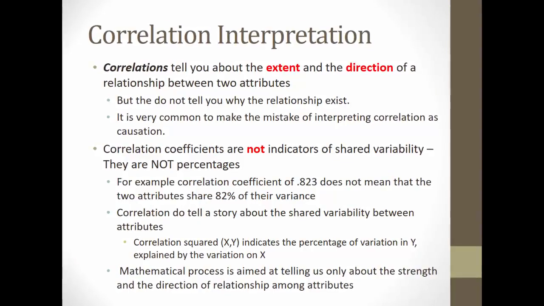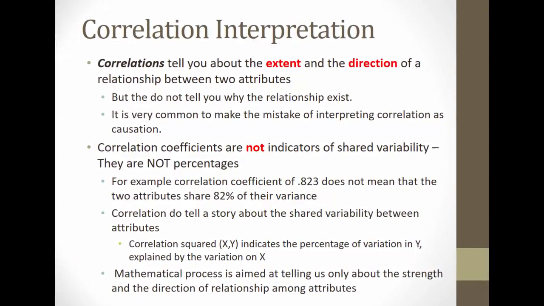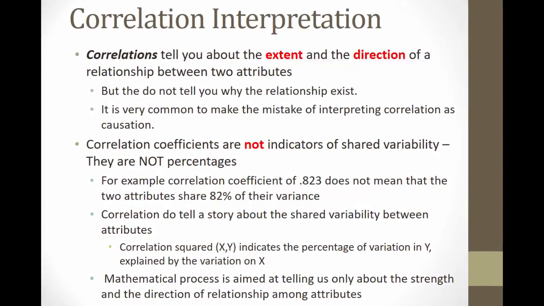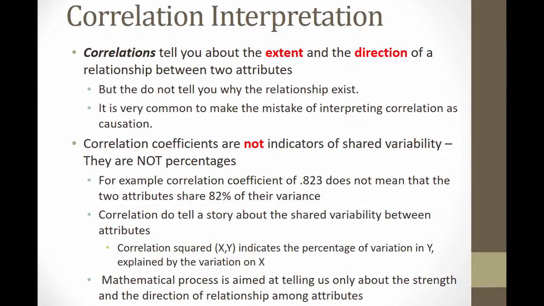One thing that you should consider and always remember is that correlation tells you about the extent and direction of a relationship between two variables. It does not tell you anything about why the relationship exists. In other words, it does not indicate causation. It just tells you that a relationship exists. But why it exists, it does not tell you anything about it.